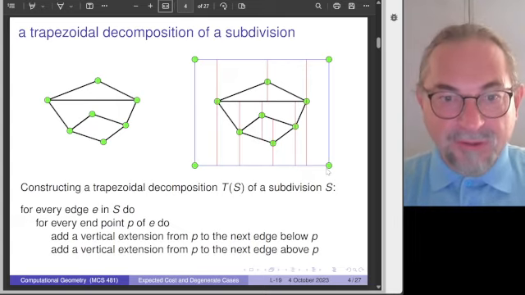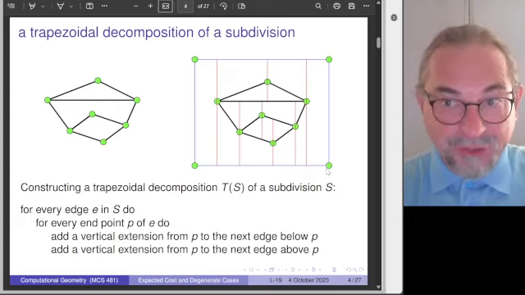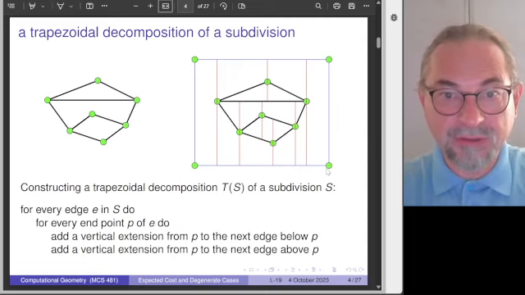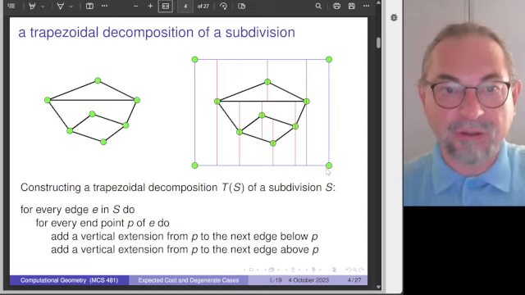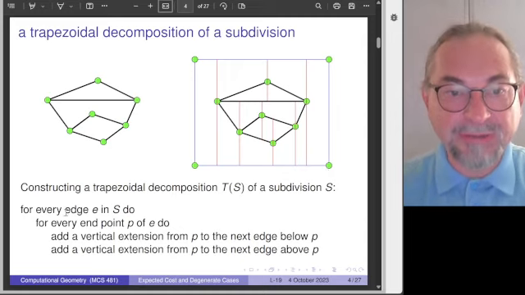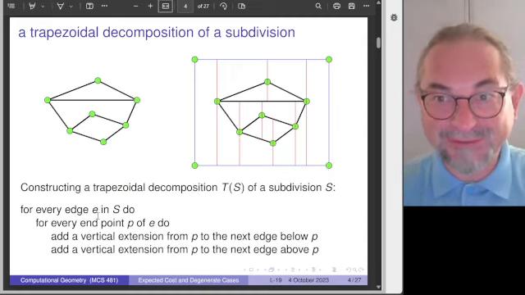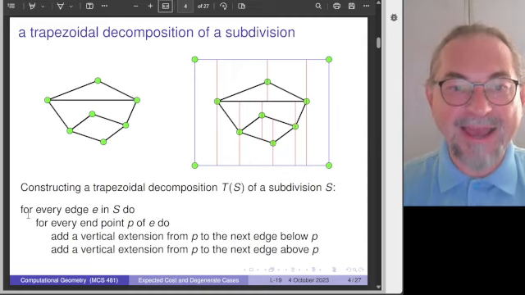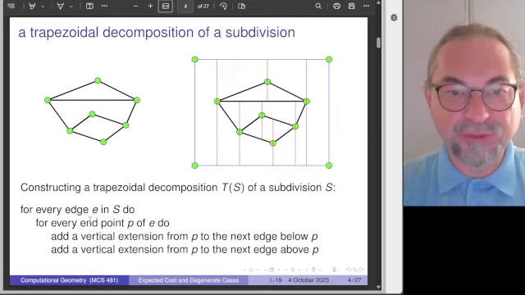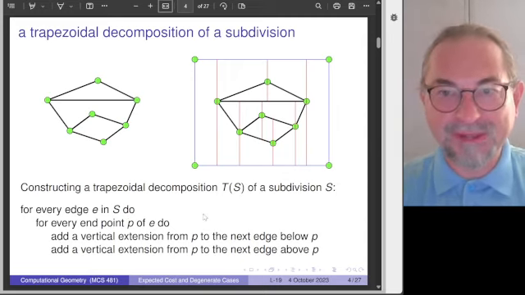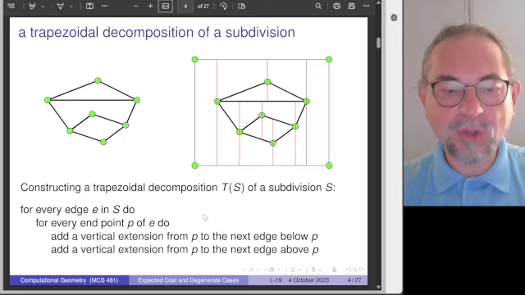The last four lines are in some sense a definition of a trapezoidal map, but also an algorithm that runs in linear time. Making all these vertical extensions depends on the number of edges, the little n of the previous slide. For every edge, we have two endpoints. So this is a double loop, which should always make us a little bit wary or uncomfortable, but it's not an n square algorithm.